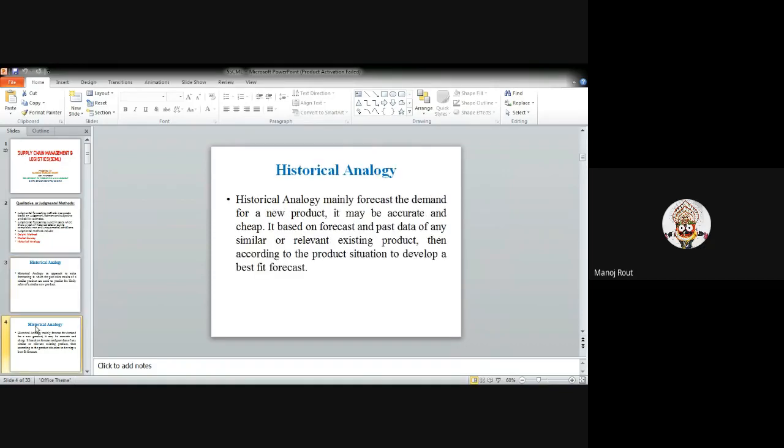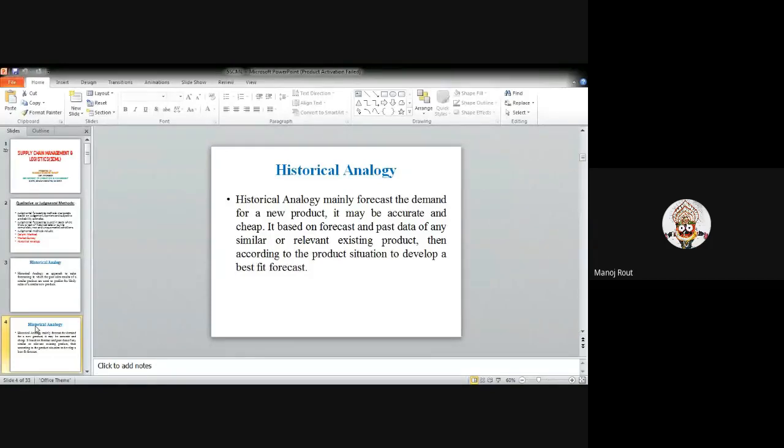Going to the next slide, historical analogy mainly forecasts the demand for a new product. Whenever you launch a new product, I will give you the best example: the launch of the Mahindra Scorpio. Before the launch of the Mahindra Scorpio, no particular past data was available for Mahindra and Mahindra Automotives. So that is why they collected data from before the launch. They launched the Mahindra Bolero in the form of different variants.